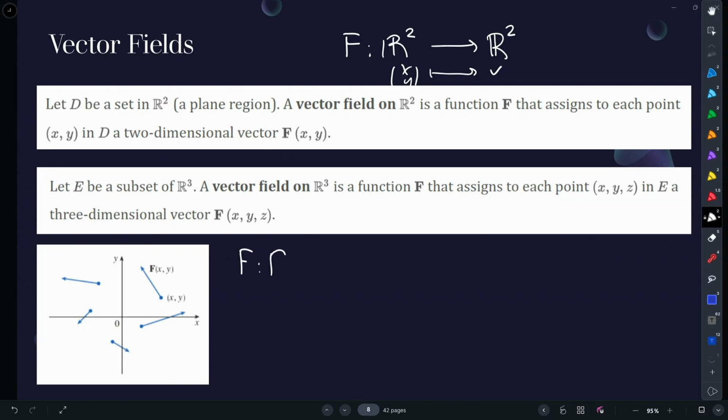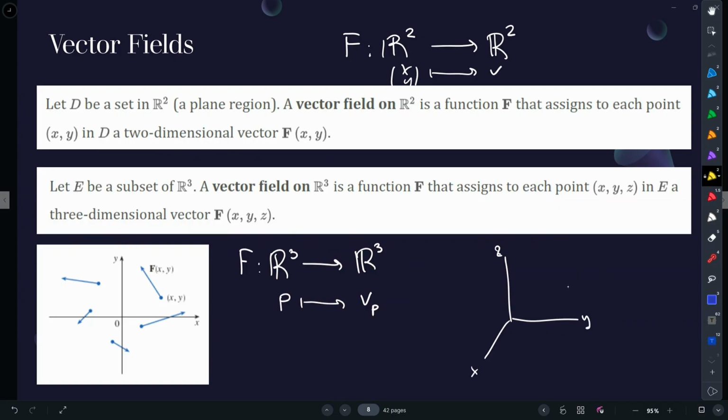In R3, we have the same concept. So a vector field will go from R3; it sends a point to the vector at that point. So you can just visualize it in R3 in the same way: for every point in space, there will be some vector that is telling me something about a force or air or what have you.